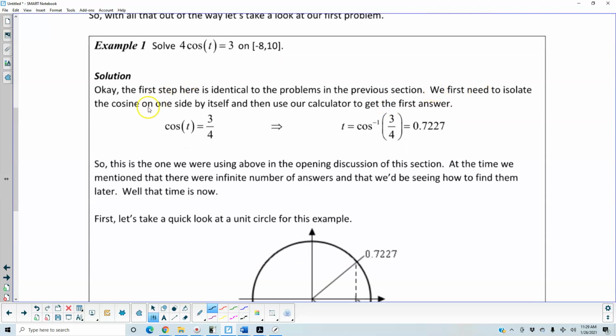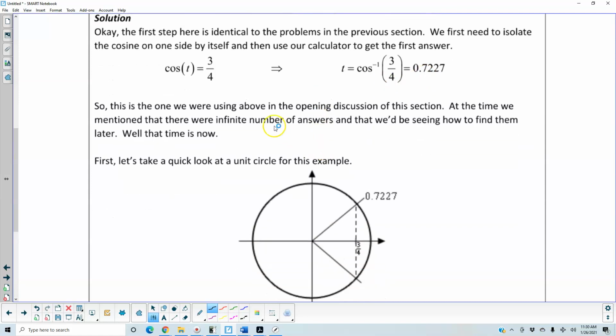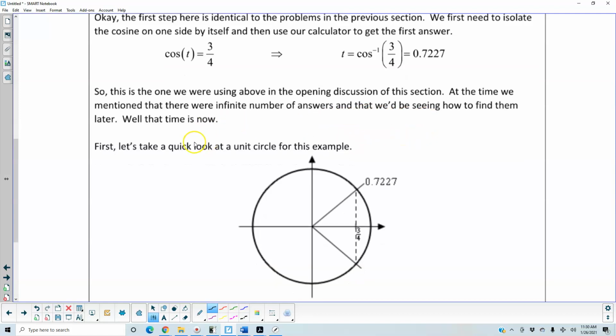We first need to isolate the cosine on one side by itself, and then use our calculator to get the first answer. So we divide both sides by 4. We want to get cosine of t, which is equal to 3/4. To solve for t, that means we're dividing by cosine of t, which means t is going to equal the cosine inverse of 3/4, which gives us 0.7227. So this is the one we were using above in the opening discussion of this section. At the time, we mentioned that there were infinite number of answers, and that we'd be seeing how to find them later. Well, that time is now.